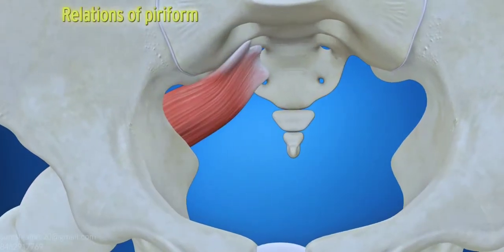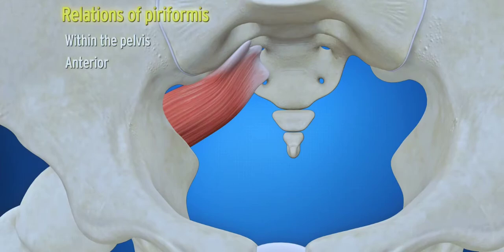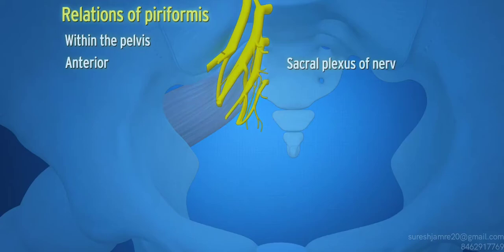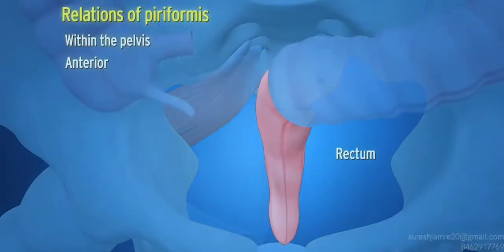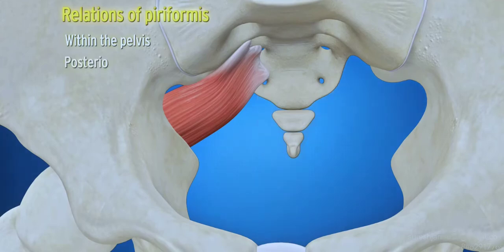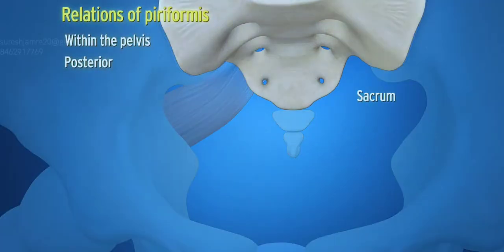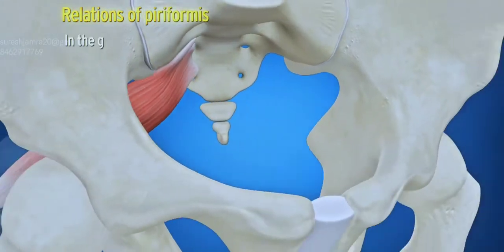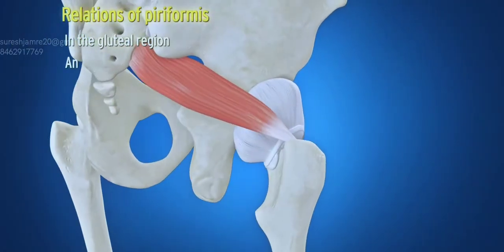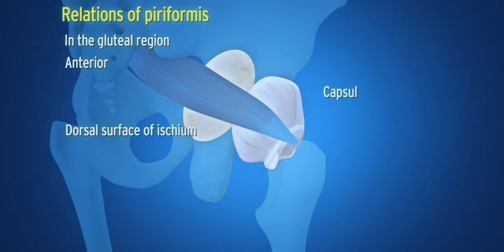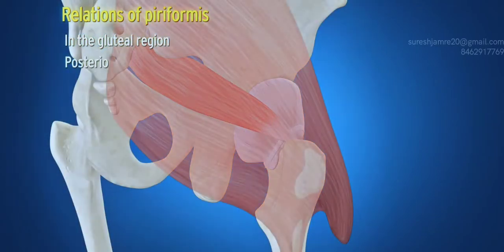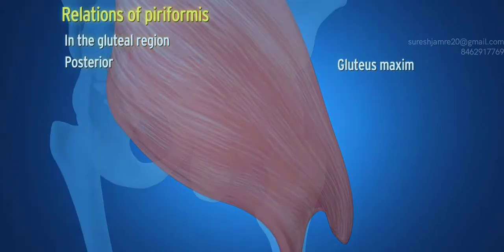Relations of piriformis within the pelvis. Anterior, sacral plexus of nerves, pelvic fascia, rectum. Posterior, sacrum. In the gluteal region. Anterior, dorsal surface of ischium, capsule of hip joint. Posterior, gluteus maximus.